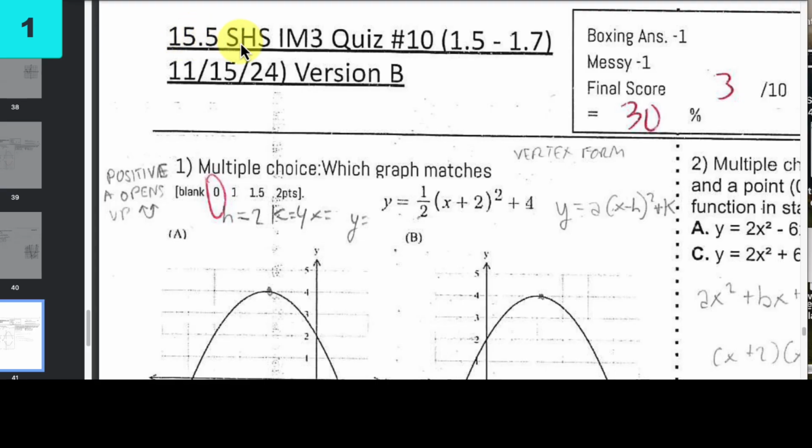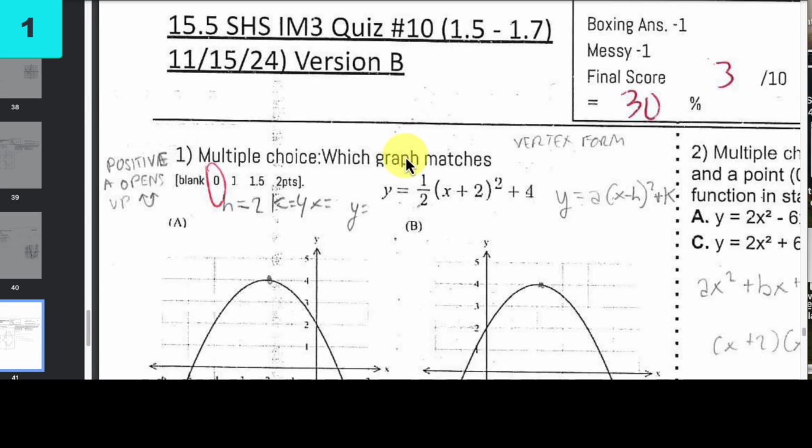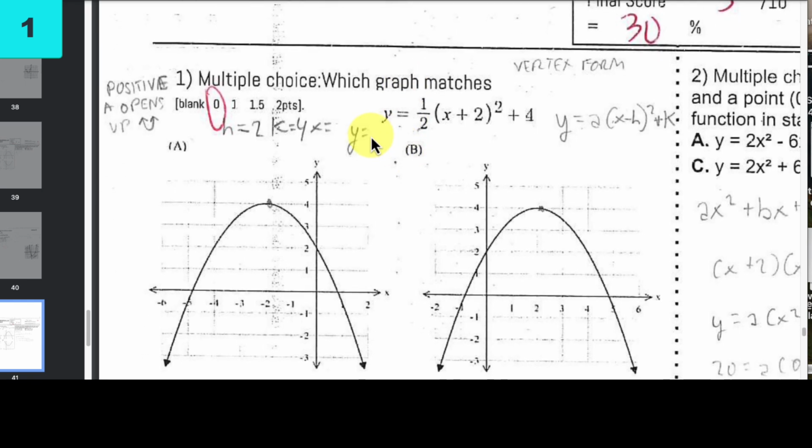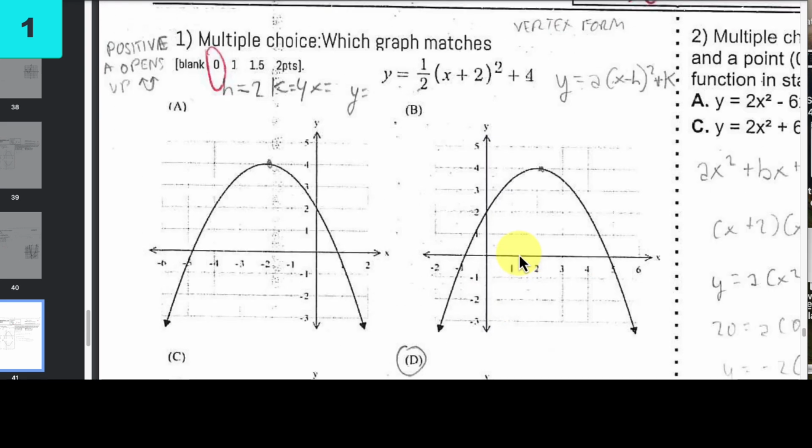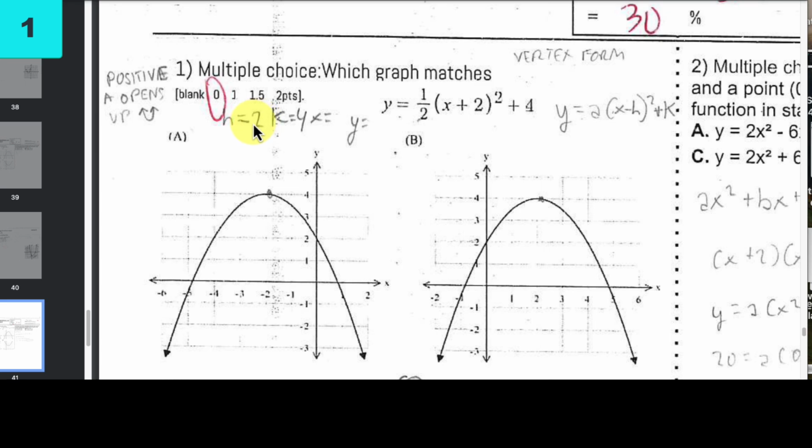All right, let's go over quiz number 10, November 15, 2024, version B. Here you have y equals 1/2 (x plus 2) squared plus 4. The student recognized vertex form, wrote that down, got an a value. They know it opens up, so they're going to ignore those two, so they are left with those. But what I wanted to point out is that your h value is -2 and your k value is 4.